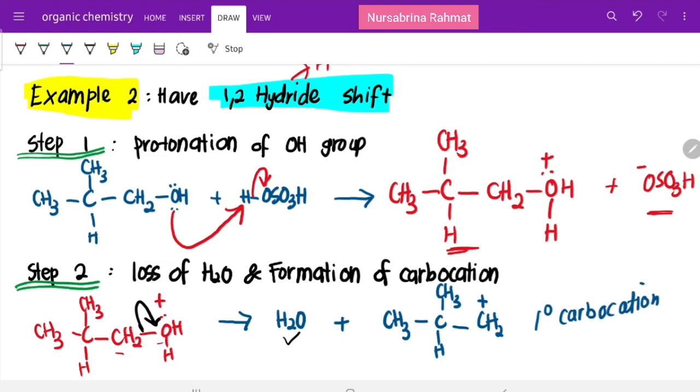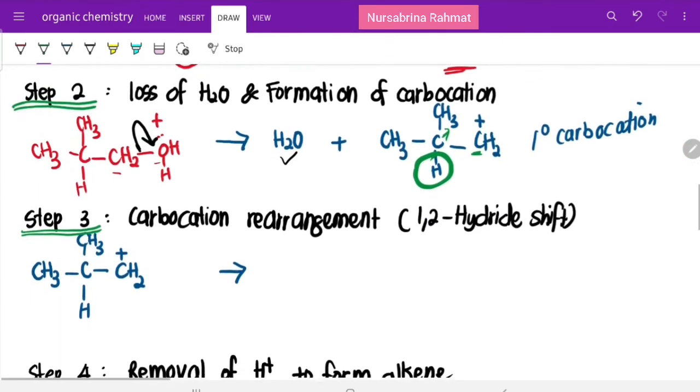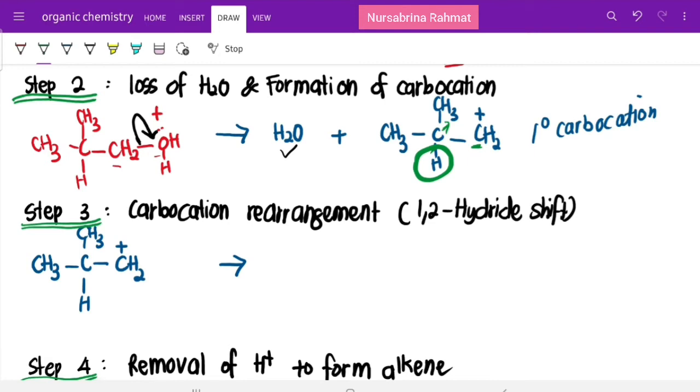But there are possibilities for us to produce a more stable carbocation by doing a 1,2-hydride shift. What is a 1,2-hydride shift? That means I'm going to move this hydrogen to this carbon here, so that the plus charge will change to the carbon here. Let me show you what a 1,2-hydride shift is. This bond between this carbon and hydrogen will break and the hydrogen goes to this carbon. So the plus charge transfers.